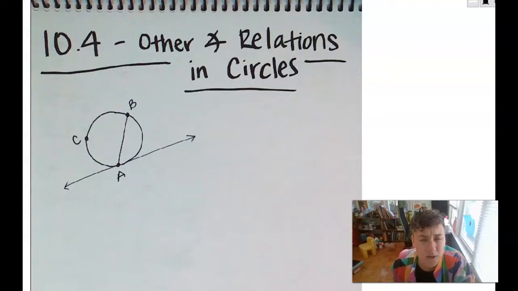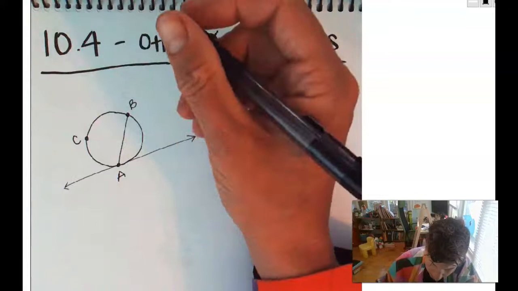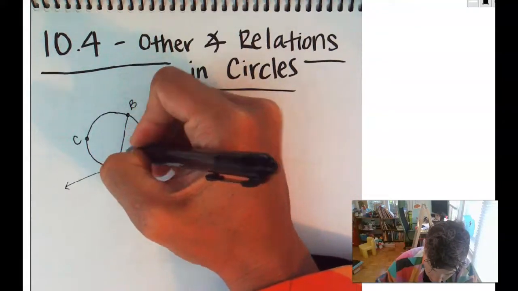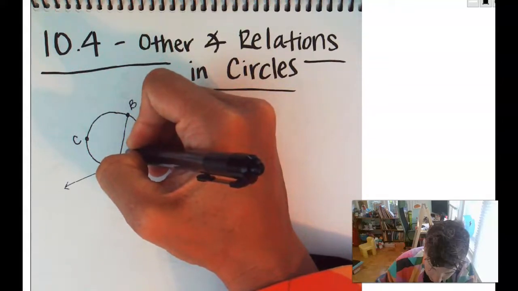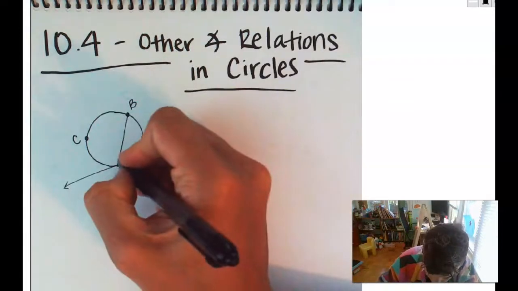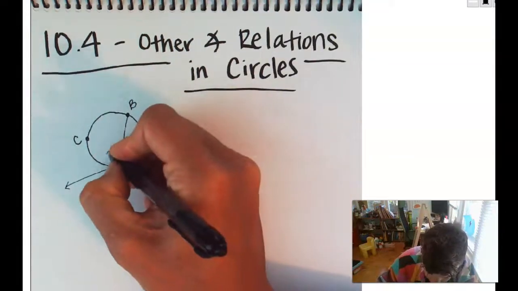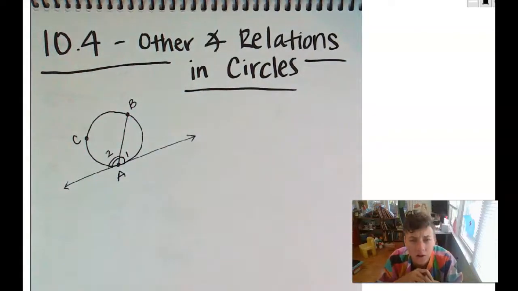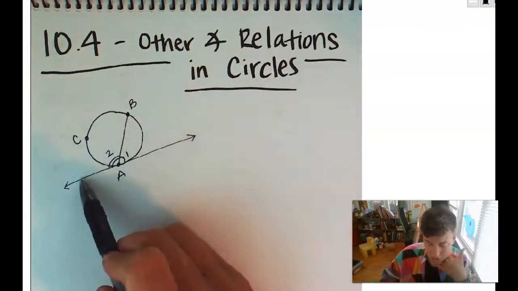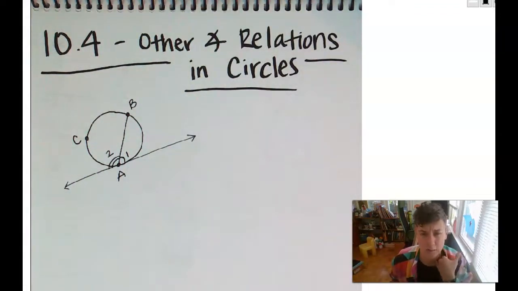And then we're going to label 2 angles. We'll have this angle here will be angle number 1. And this angle here, angle number 2. Okay, cool. So we know that the measure of angle 1 plus the measure of angle 2 equals 180 because they make a straight line. Those guys are called a linear pair.